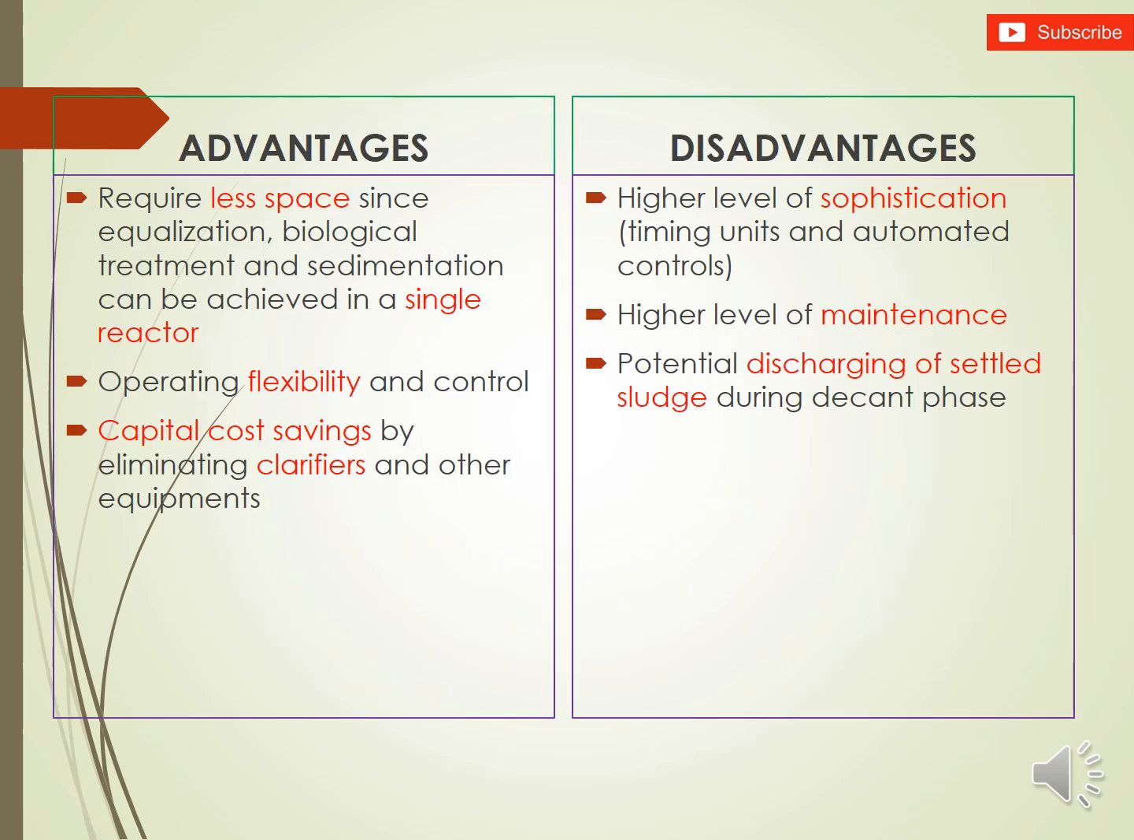Here are some advantages and disadvantages of the system. Basically, the system requires less space, of course, because we are using only one tank instead of two. The operating flexibility and control: it is flexible to operate according to the requirement. We can increase the time of the operation, so we can achieve higher quality of treatment. And finally, the capital cost, we can achieve high saving of capital cost because we are eliminating clarifiers and other equipment.